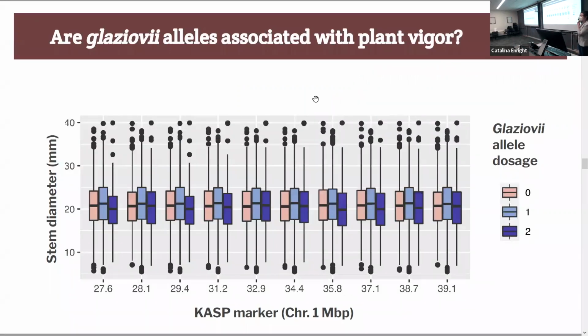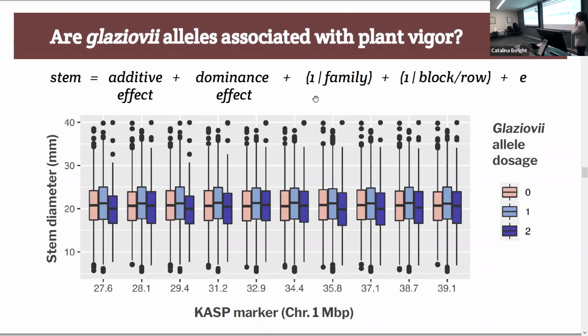Next, I looked at whether homozygosity in the introgression affects plant vigor. Here I'm showing stem diameter as a measure of vigor, broken out by the genotypes across the 10 KASP markers. I saw that the heterozygous introgressed lines in light blue had slightly higher stem diameter than the homozygous lines. To test if that was significant, I used a mixed linear model for stem diameter with the additive and dominant effect for each marker, accounting for family and field position with random effects. I saw that several markers had significant effects for stem diameter.